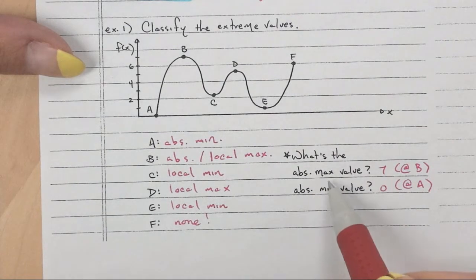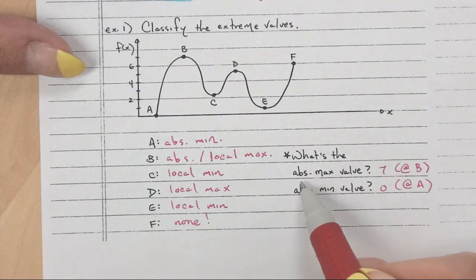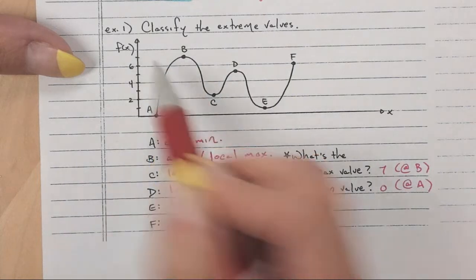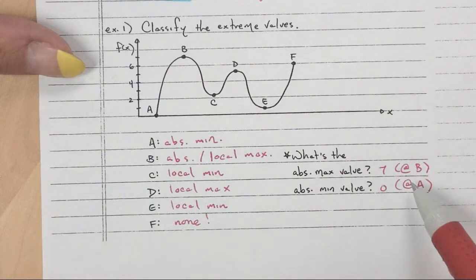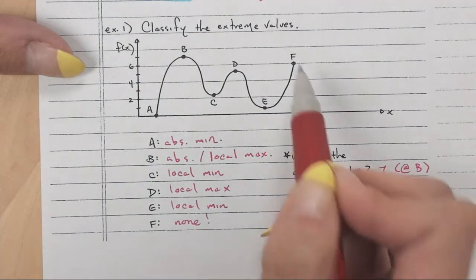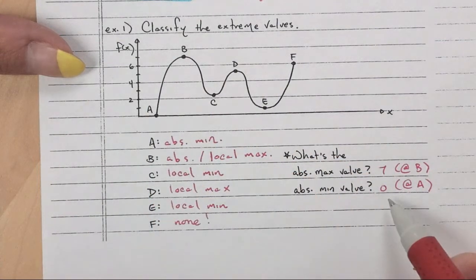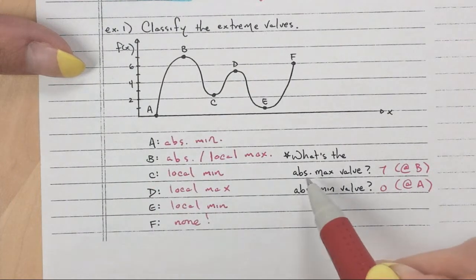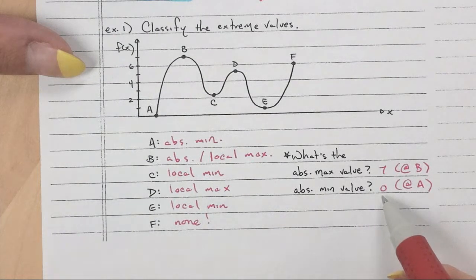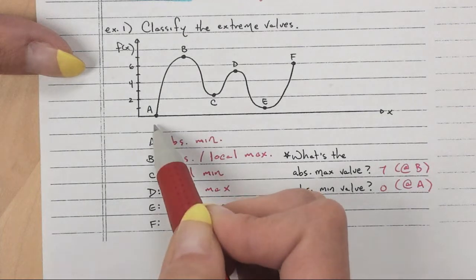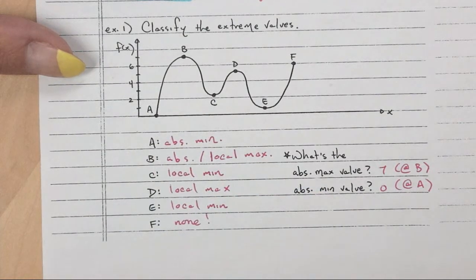Then it asks, what's the absolute maximum value? The absolute maximum value is actually a y value. It would be the y value at point B, which is 7. You don't really say y equals 7 because y equals 7 is technically a line, you know what I mean? And the absolute minimum value would be at point A, and the minimum value would be 0 because that y coordinate would be 0. So if they asked what's the absolute minimum value, you would say 0. If they asked at what x value do you have an absolute minimum, you would say at x equals 2 or whatever it is. So, a little bit different questions.